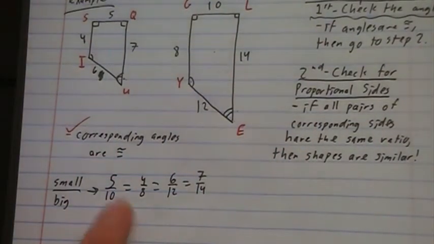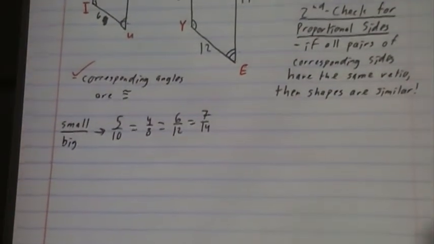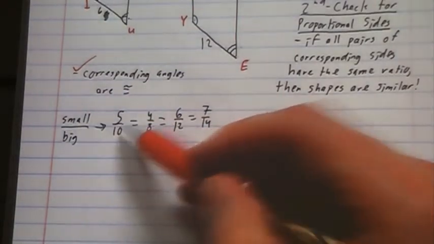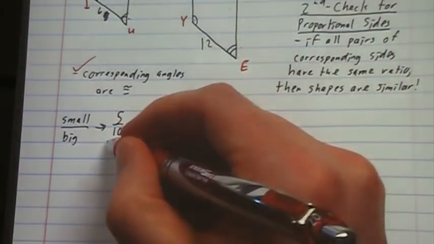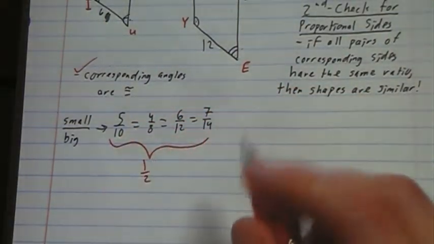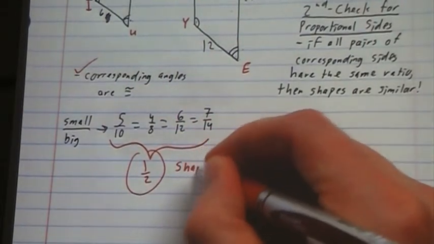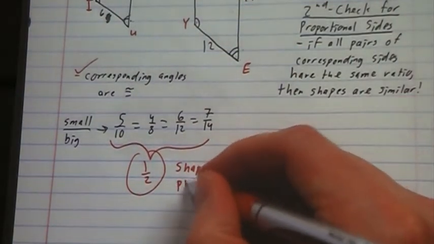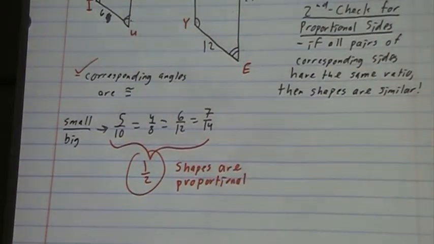And what you're looking for is, can all these guys be reduced to the same value? Okay. Well, some of you guys might know, hey, 5/10, that's 1/2. 4/8, that's 1/2. 6/12 also 1/2. 7/14 also 1/2. All these guys can be reduced to 1 over 2. Okay? Which means that the shapes are proportional. Boom. Okay?